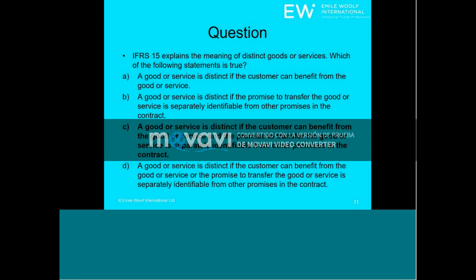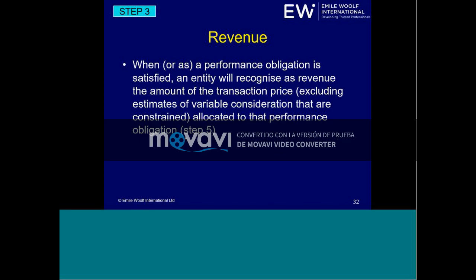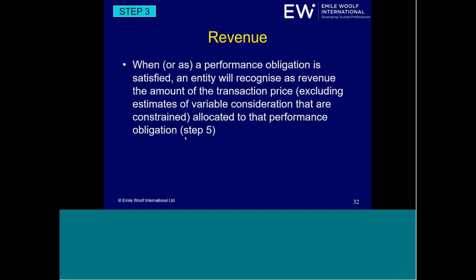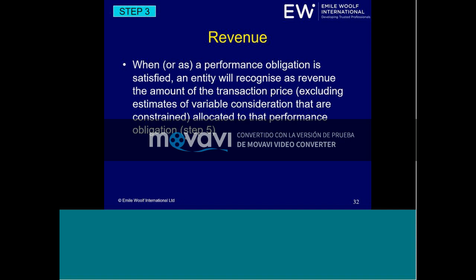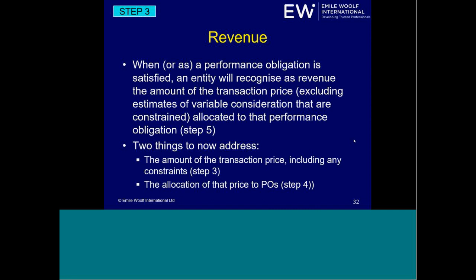Revenue is recorded either at a point in time or over a continuous process, when performance obligations are satisfied. It is a reflection of the transaction price that has been allocated to that particular performance. What we need to now address then is the amount of the transaction price, and in particular, that's going to involve consideration of variable prices. And then step 4 is the allocation of that price to the performance obligations.